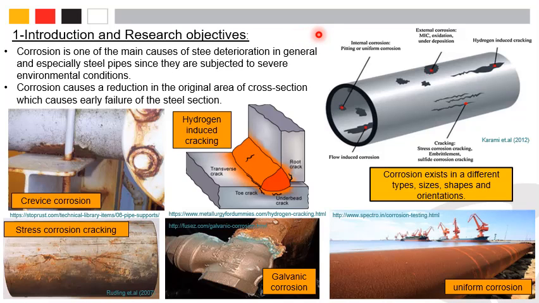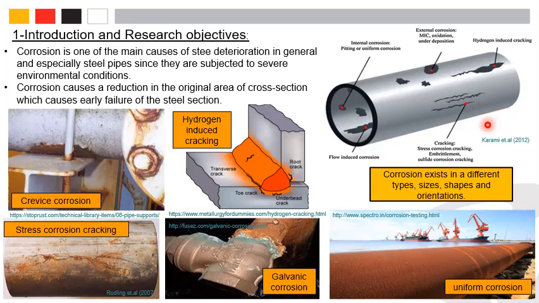Corrosion is one of the main causes of steel deterioration in general, and especially steel pipes that are subjected to severe environmental conditions. Corrosion causes a reduction in the cross-sectional area of the member, leading to the increase of stress, which causes early failure of the steel section. Corrosion exists in different types, sizes, shapes, and orientations. As we can see here, the corrosion might be internal corrosion or external corrosion.